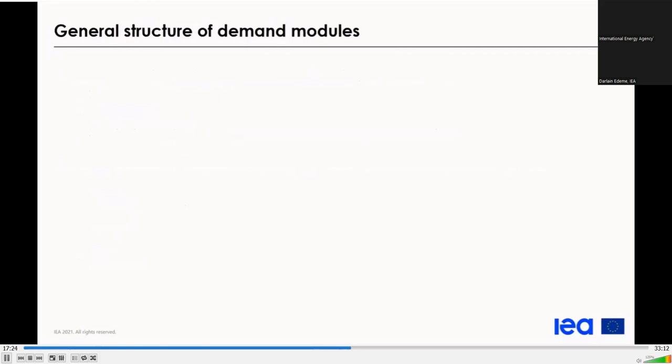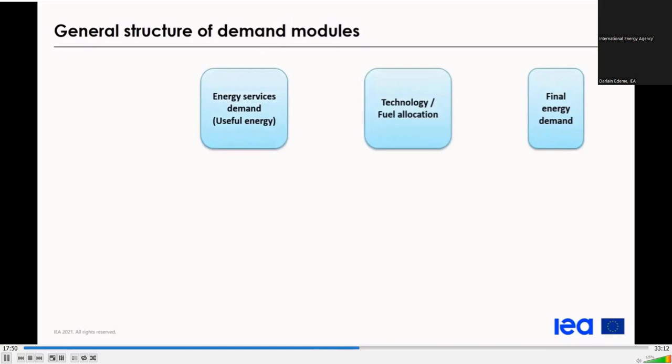Each and every module of the demand modeling is structured in the same way. The question we want to answer is, what will be the final energy demand coming from transport, from industry, from agriculture? And to answer this question, we need to ask ourselves, what is the real demand for energy services? So what is the requested useful energy? And what will be the technologies, the fuels, the equipment that will meet this, that will provide these services?